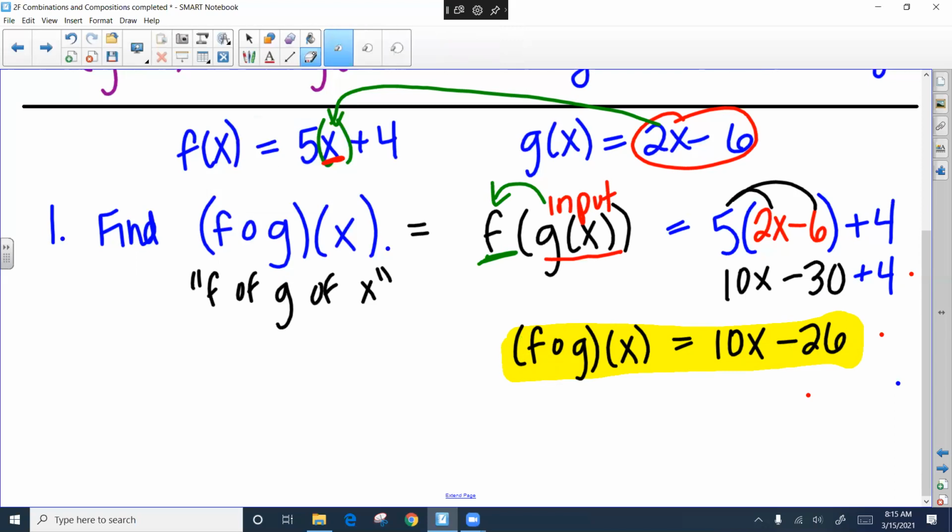So let's look at it the other way around as well. And then I will have you guys try a different one.